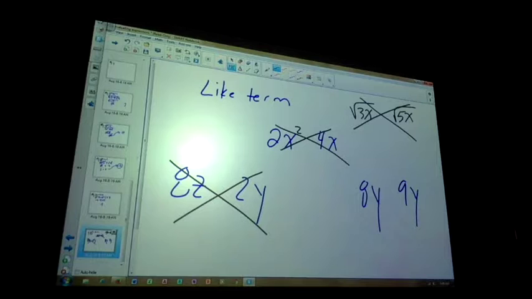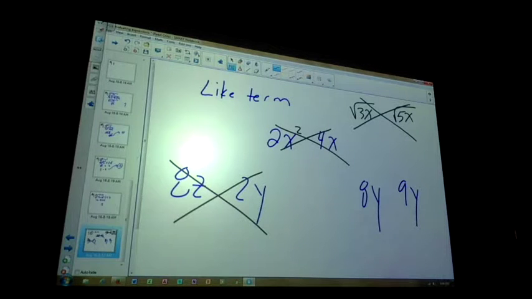So combining like terms, if they're next to each other, you add them up. If you have a negative value in there, then you have to realize the negative value might mean something, and you can have a negative answer. Okay? So, some examples down below.